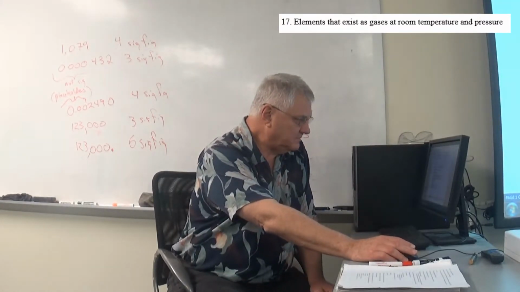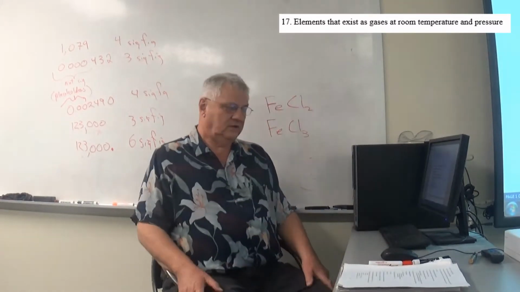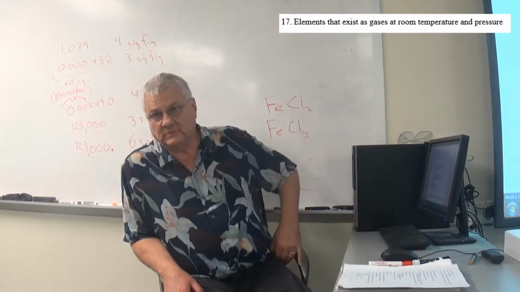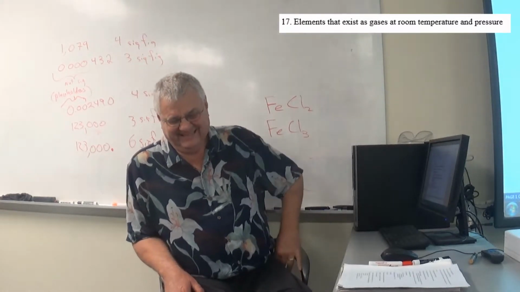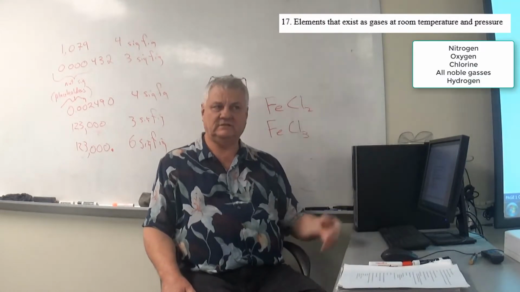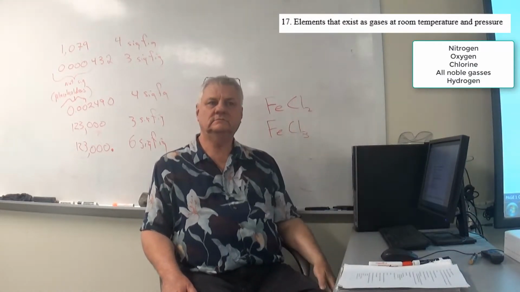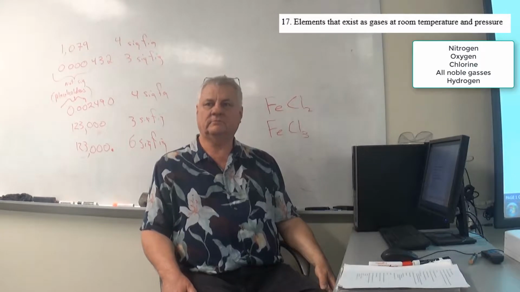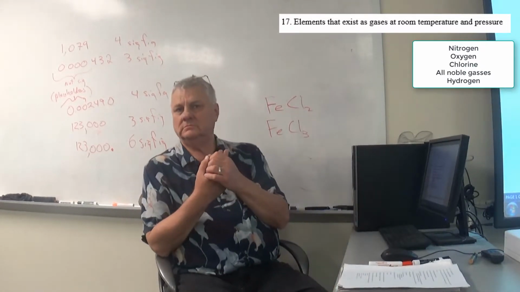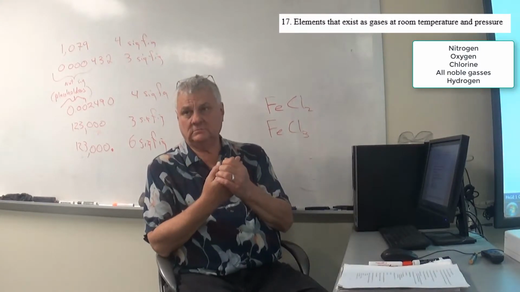Now, I think most people got this right last time. Can you name some elements that are gases at room temperature and pressure? Nitrogen. Nitrogen's in the air right now, yes. Oxygen. Oxygen better be, or you'll take a permanent nap, okay? Those are two of them. Chlorine, chlorine is one.